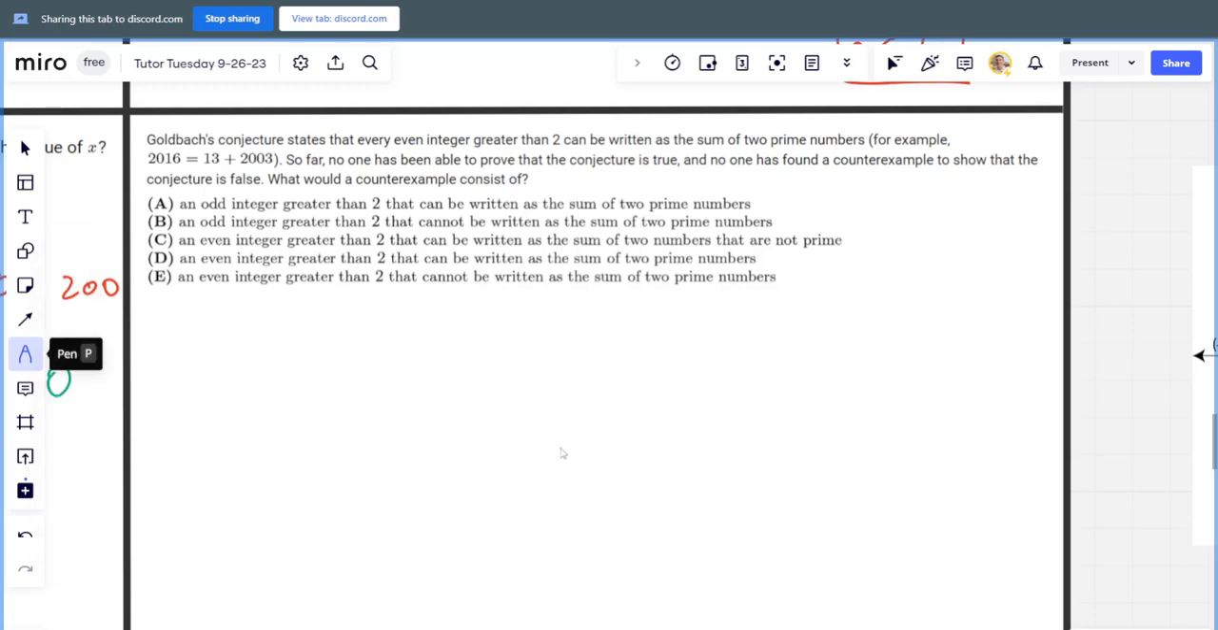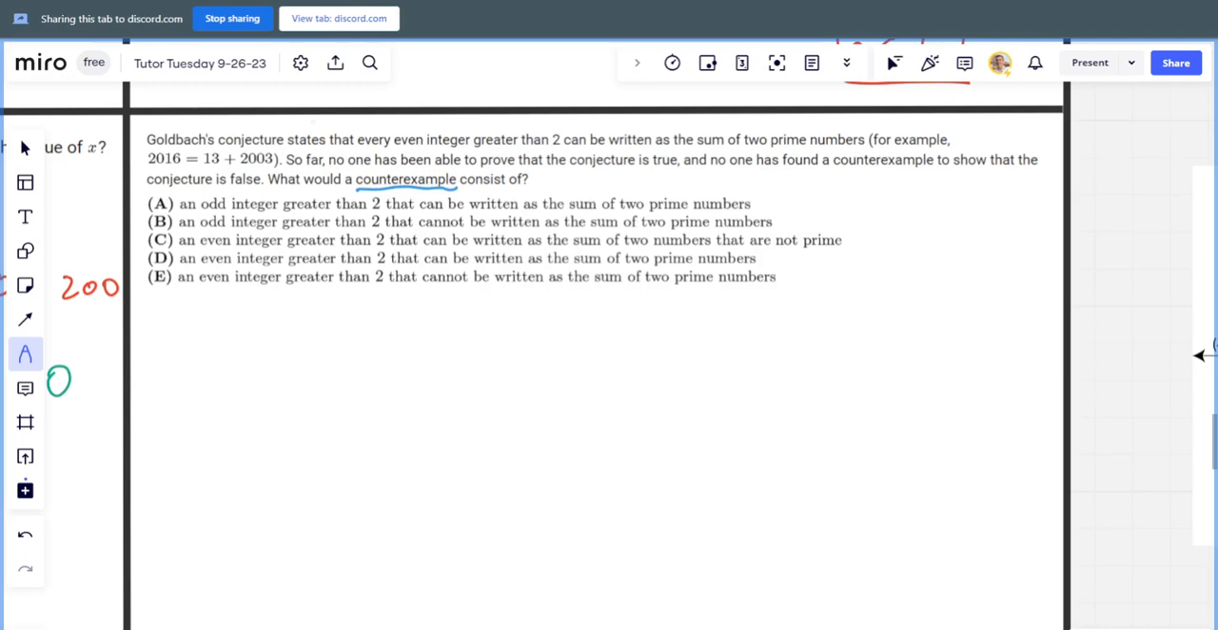Looks kind of long, but let's get through it. Goldbach's conjecture states that every even integer greater than 2 can be written as the sum of two prime numbers. For example, 2016 equals 13 plus 2003. So far, no one has been able to prove that the conjecture is true, and no one has found a counterexample to show that the conjecture is false. What would a counterexample consist of?